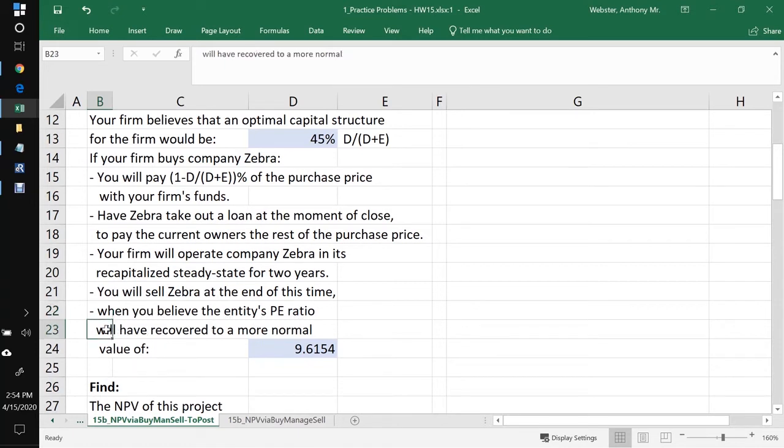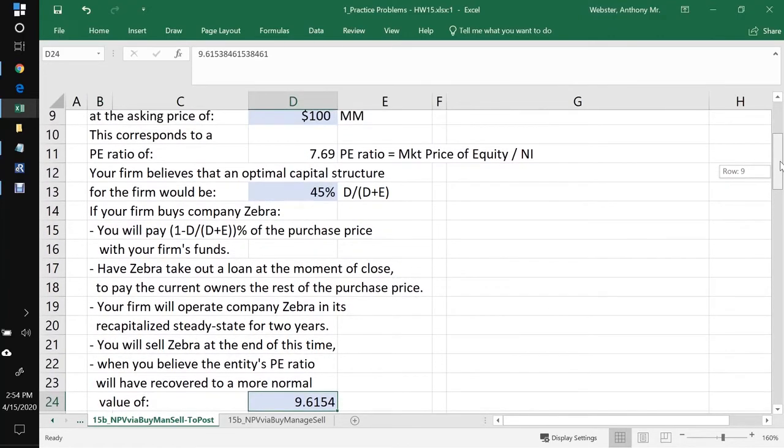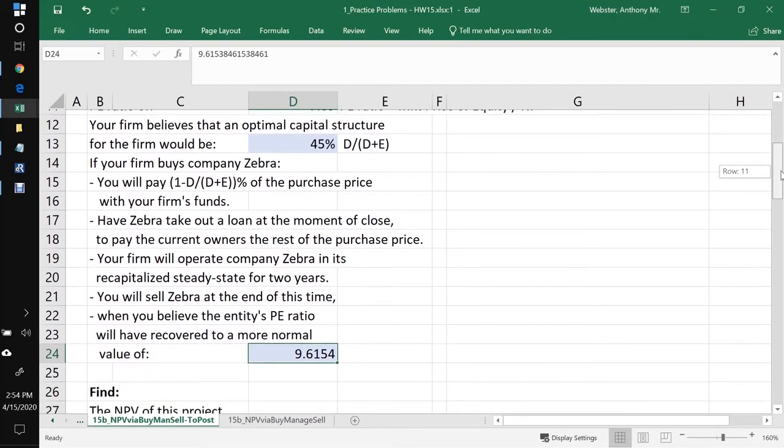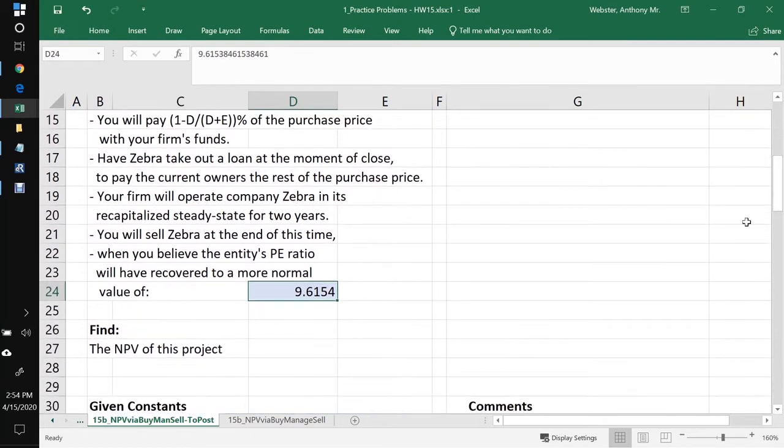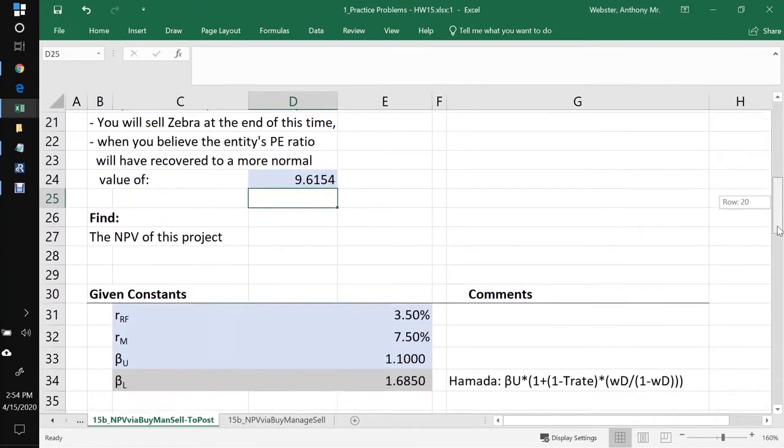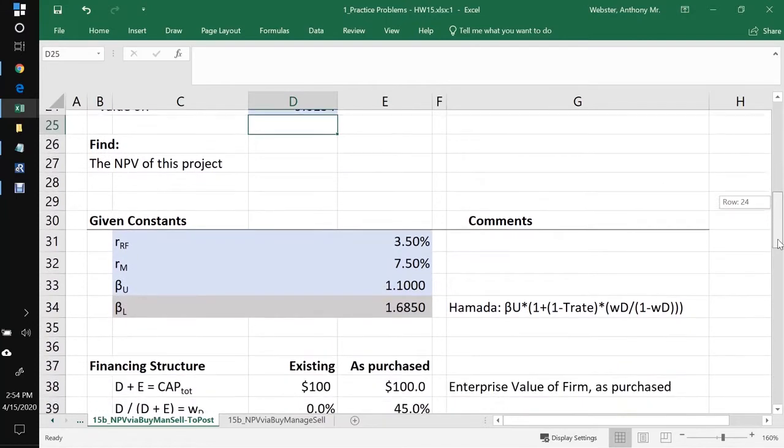will have increased, that market conditions will have gotten better, and therefore the firm will have a higher PE ratio, and you think it's going to climb all the way from 7.69 to 9.6154. And you can ask me why I have 5 significant figures for that PE ratio, and I won't quite answer that. Okay, so that'll be a mystery. It's an unimportant mystery, by the way.